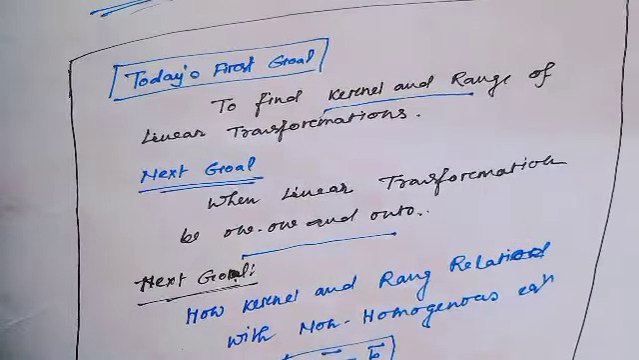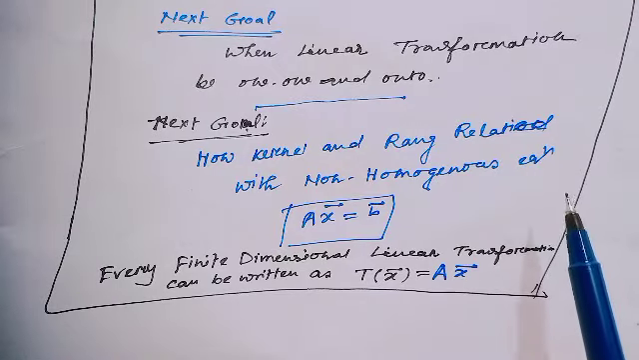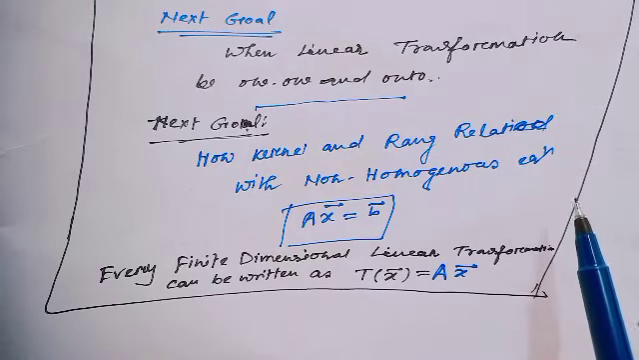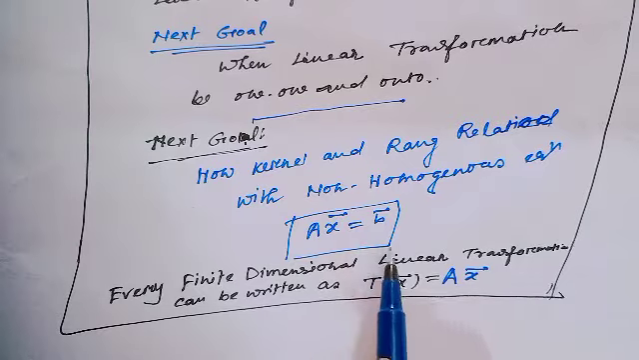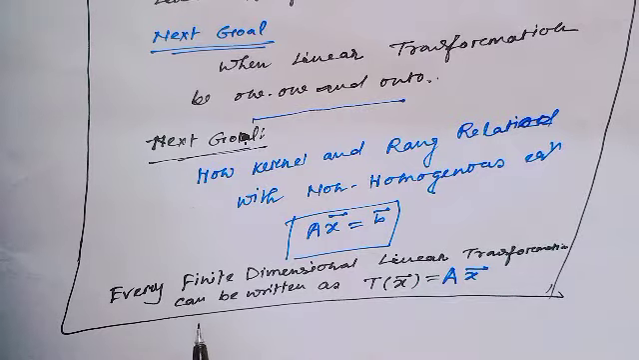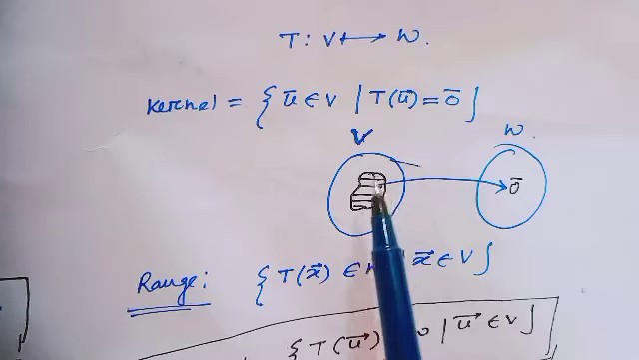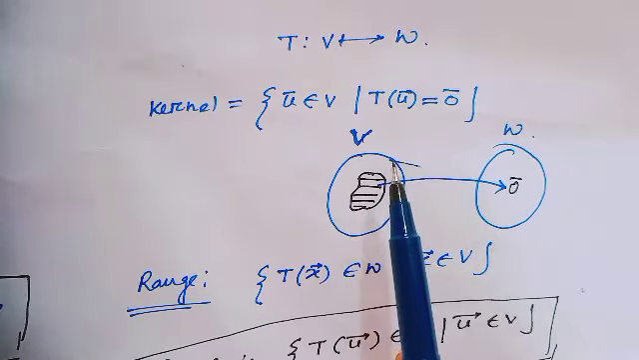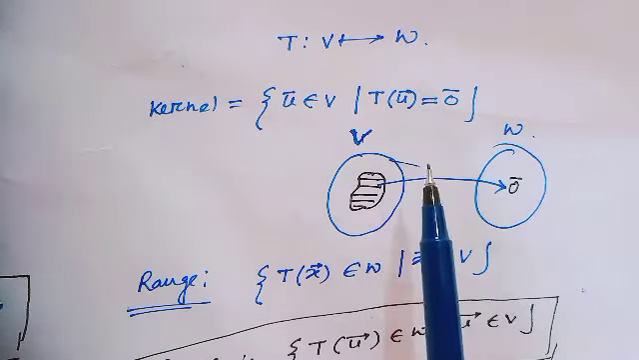Then our goal is how kernel and range are related with the non-homogeneous equation Ax equals b. And this goal is very important because every finite dimensional linear transformation can be written as Tx equals A times x. Okay? Well. Now let's see what the kernel and range of a linear transformation are.